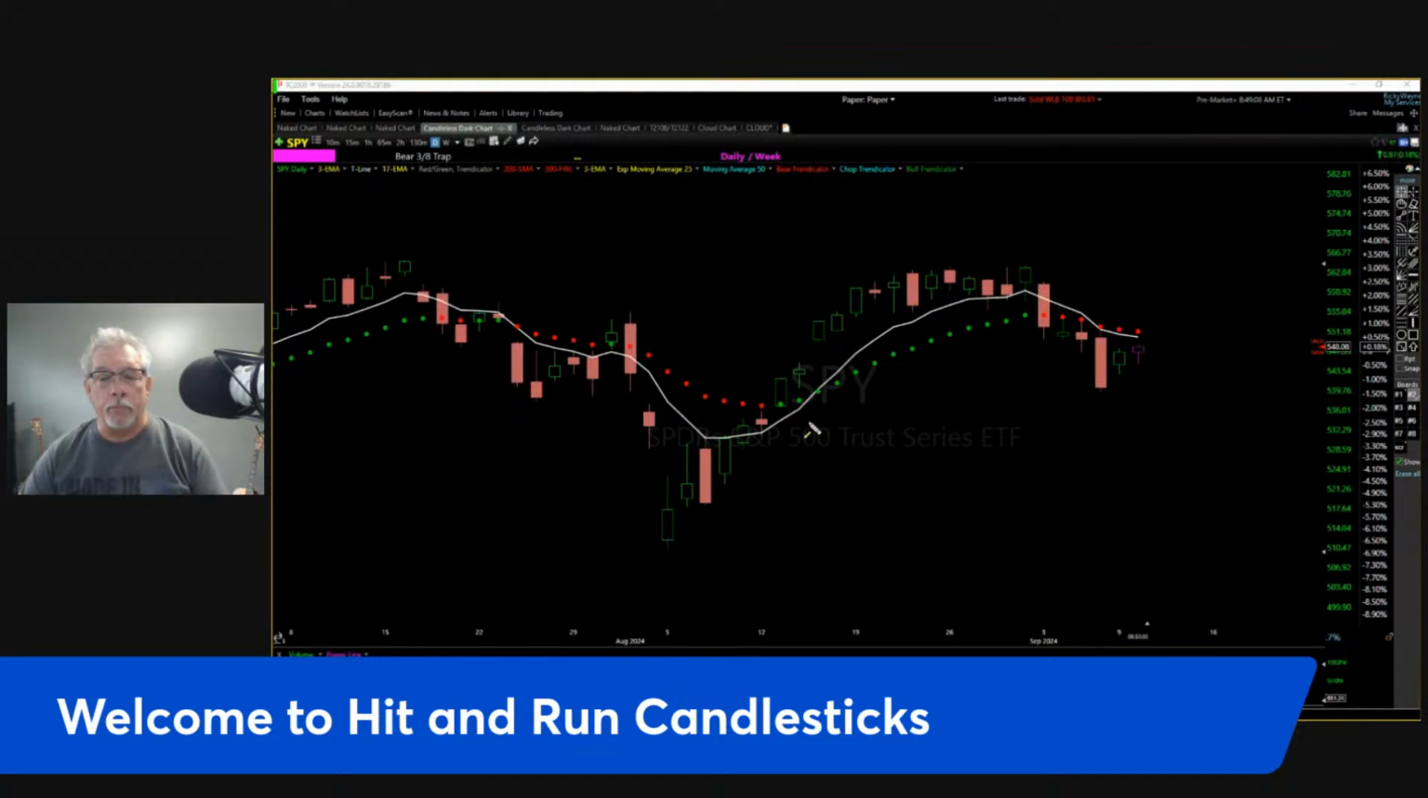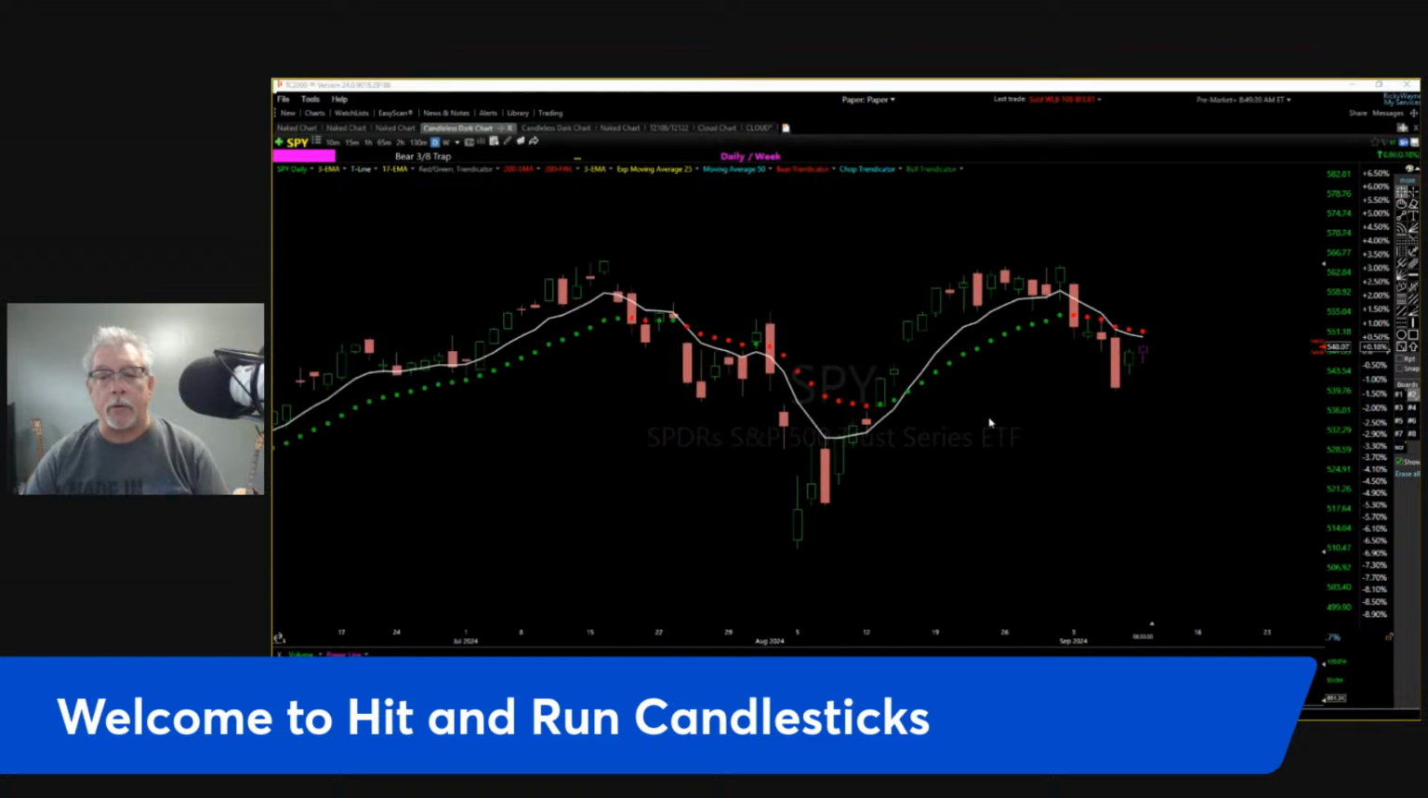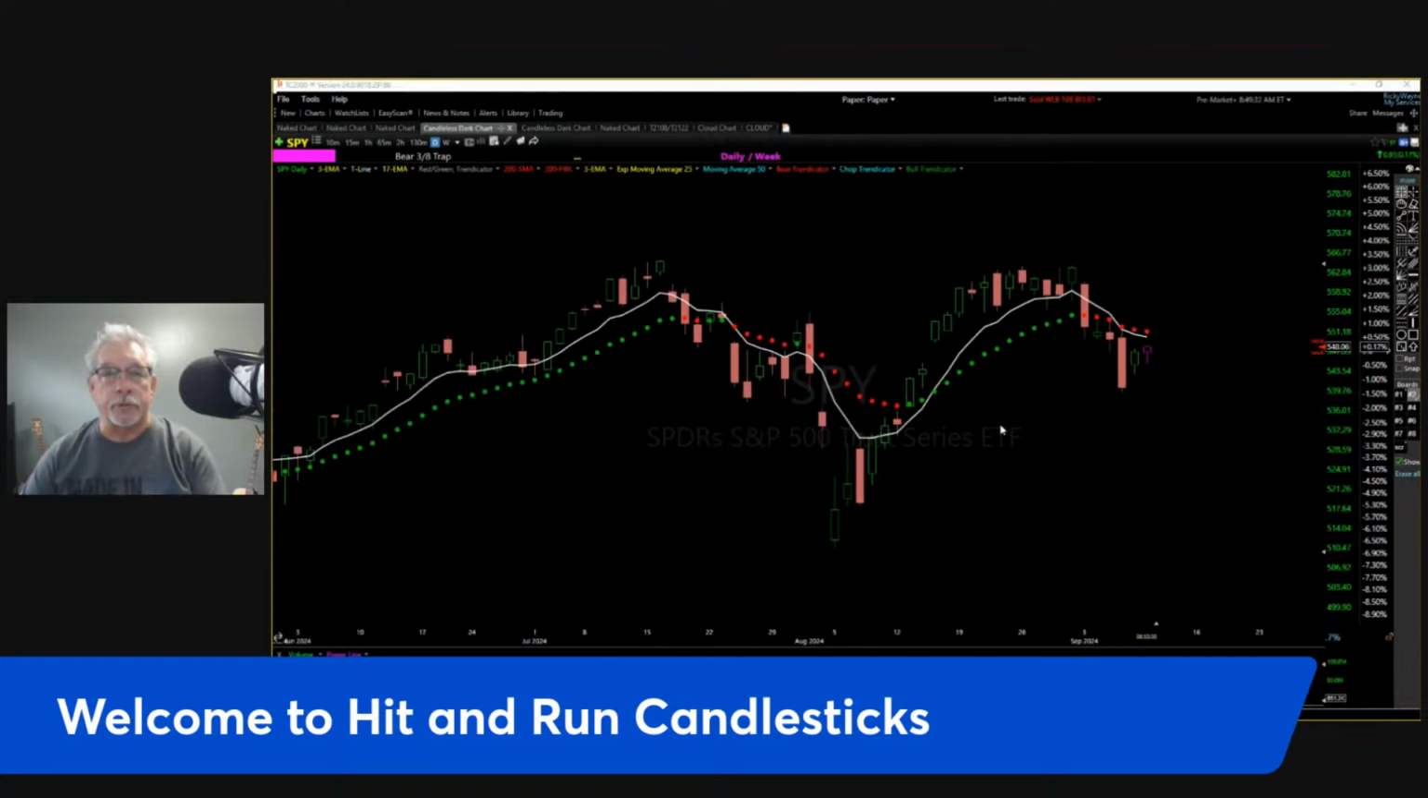And I define momentum as price above the T line and the T line above the trend indicator. That's bullish momentum to me. That's how I search for charts. If I want a trending chart with bullish momentum, that's how I search for it.